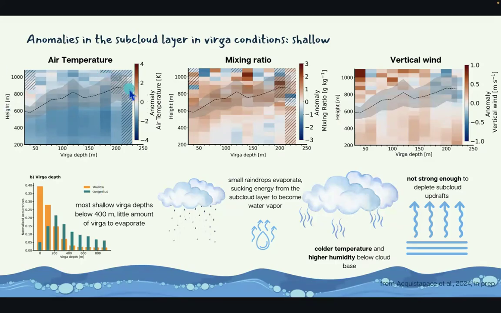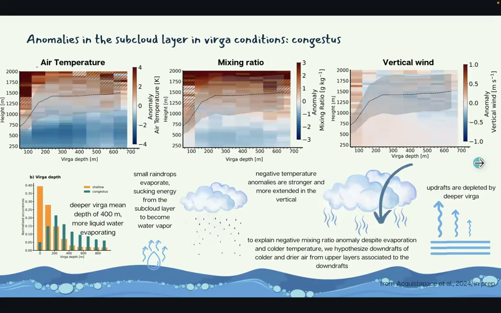This is how we interpret this cooling that you see below cloud base, this part, and this increase in mixing ratio, because there is a positive anomaly. That means there is air that is more humid than normal below the cloud base. What is also interesting to notice is that this virga precipitating is not strong enough to deplete the subcloud updraft that we also saw in the previous slide, if you remember what we talked about, the convection initiation. This is for shallow, but what happens for congestus clouds?